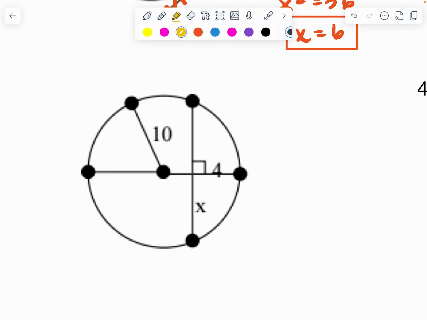So on this picture, I don't see a right triangle, but that's only because for some weird reason, they decided to draw the radius over here. That radius of 10 does me absolutely no good right there. So I'm going to draw that radius of 10 right here because I need it. That's not a very good place to draw that. I need to form this right triangle right here.